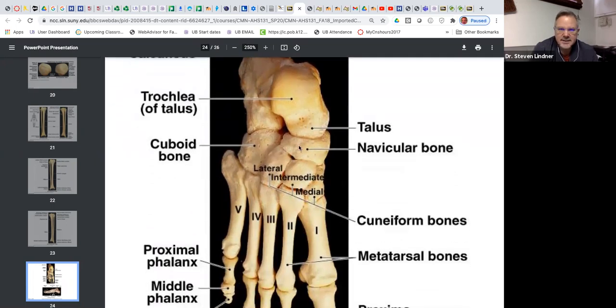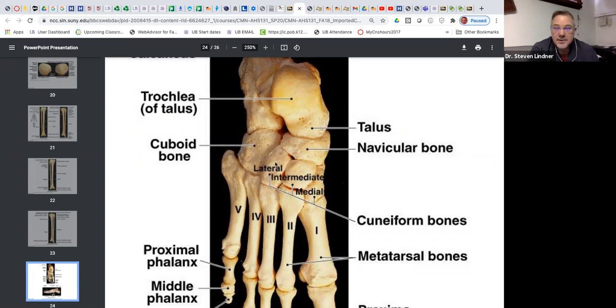Anterior to the talus is the navicular, and then anterior to the navicular are three cuneiform bones. It's called the medial, lateral, and intermediate cuneiform, or cuneiform 1, cuneiform 2, cuneiform 3. They're both interchangeable. So you have the talus, calcaneus, navicular, cuneiform 1, cuneiform 2, cuneiform 3, also known as the medial cuneiform, intermediate cuneiform, or lateral cuneiform.